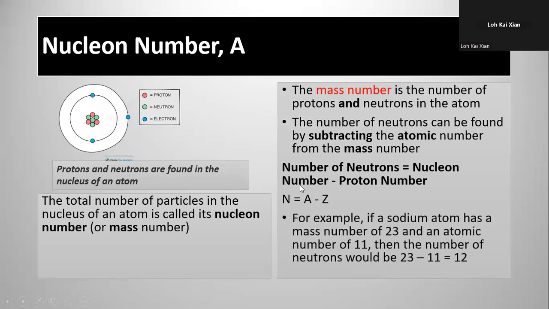And that one you need to memorize. For example, if sodium has a mass number of 23 and atomic number of 11, then the number of neutron will be 23 minus 11, which is 12.